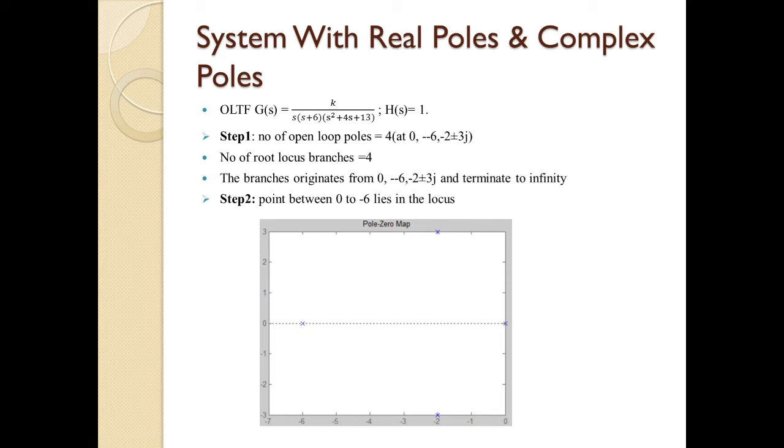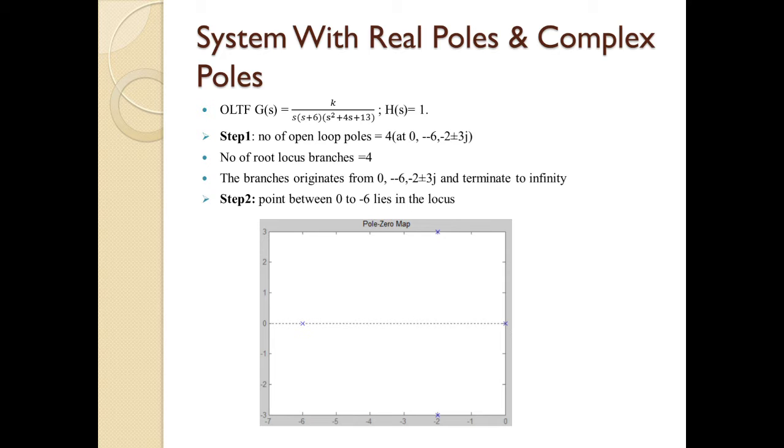So let us consider an open loop transfer function described by G(s) equals K by s into (s plus 6) into (s square plus 4s plus 13). The feedback is unity feedback, and here we will consider a unity negative feedback. So H(s) is given as 1.